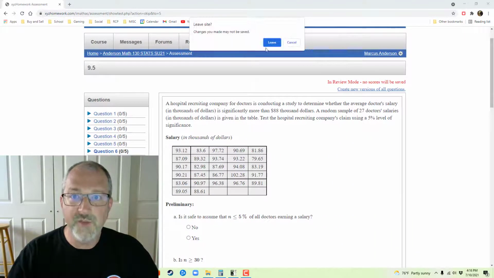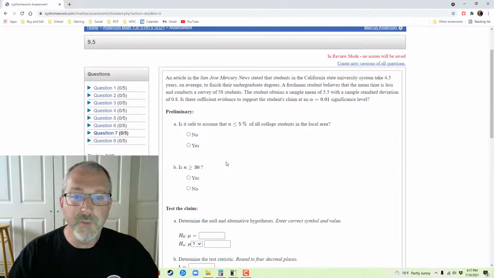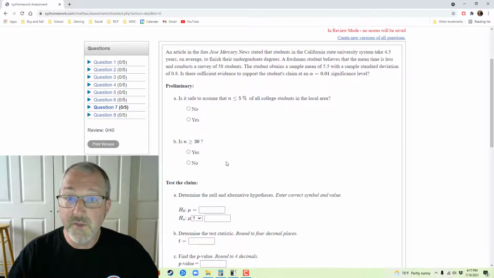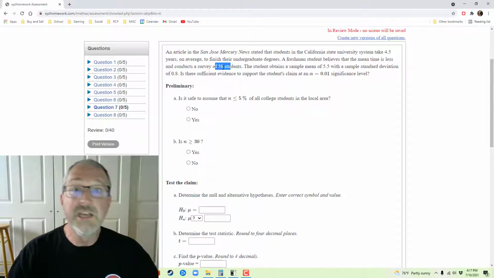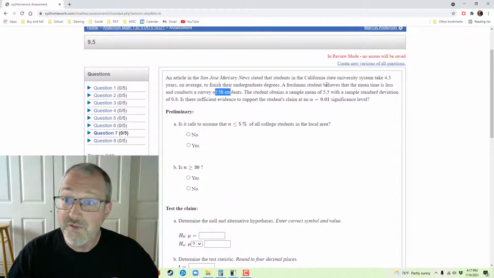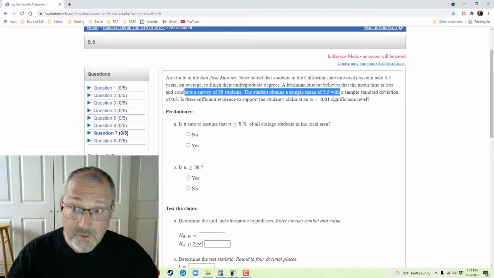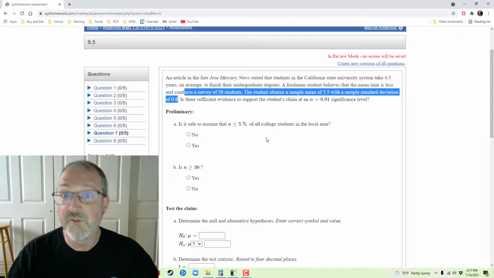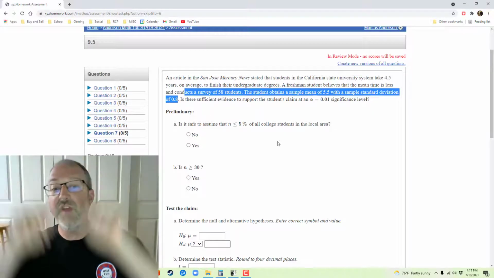Let's look at question number 7. This is another problem, but since we have 58 students, what's tricky about this one is that you might be inclined to do the z-test, which in a lot of situations will work out just fine, but because this is a sample, and the sample standard deviation is 0.08, this is safer to run as a t-test.